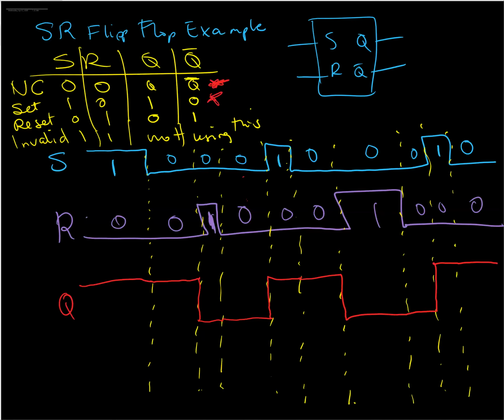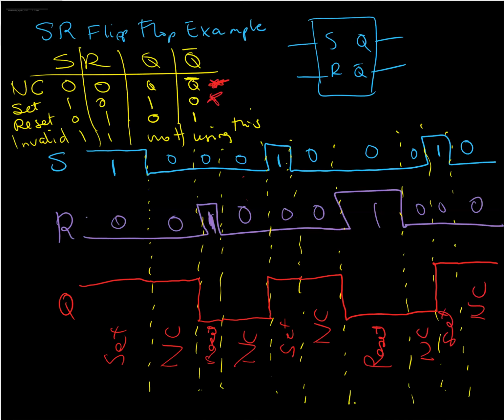So if I was going to come along and label these states, this would be set, no change, or hold, reset, no change, set, no change, reset, no change, set, and no change. So you can see the value that we're in the no change state can be different, and it actually depends on what we were just before that state was entered. So it's holding Q at whatever that output was. Okay.